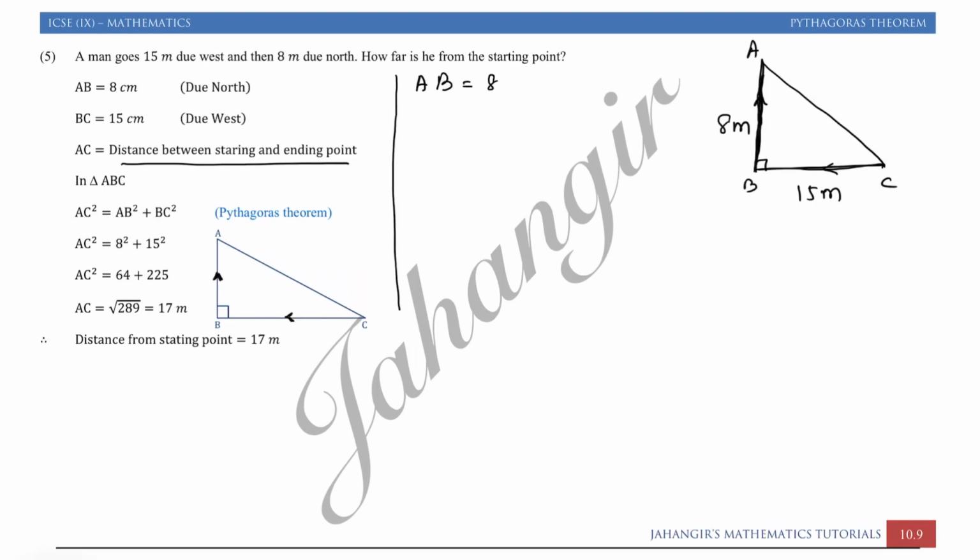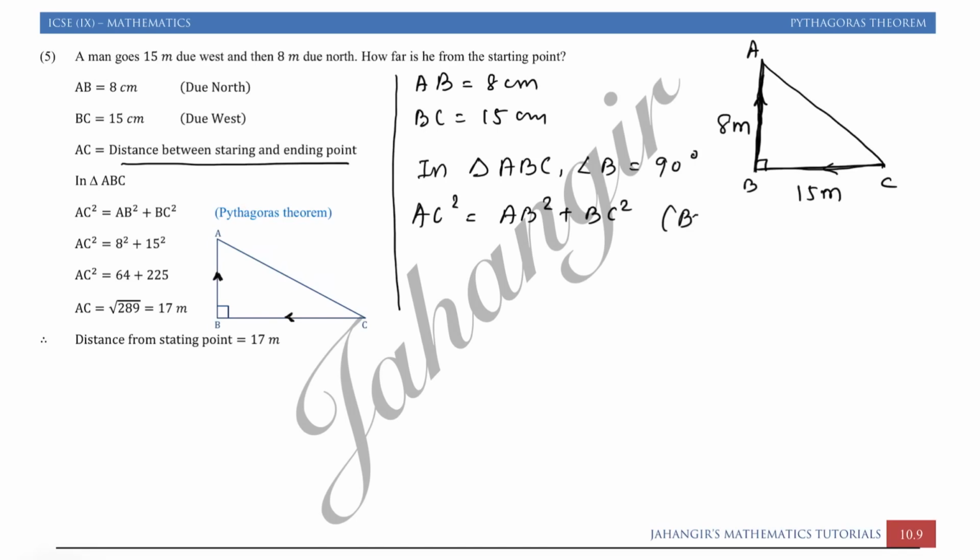AB is equal to 8 centimeter, due north. BC is equal to 15 centimeter, it's going due west. And AC is the distance between the starting and ending points. Now we will take triangle ABC. Angle B is equal to 90 degree, we had kept it as 90 degree. So I can say AC square is equal to AB square plus BC square by Pythagoras theorem.